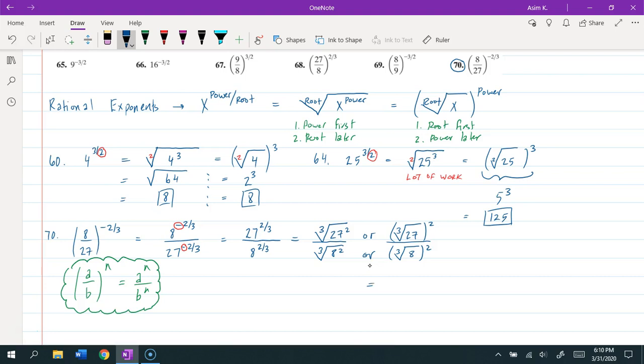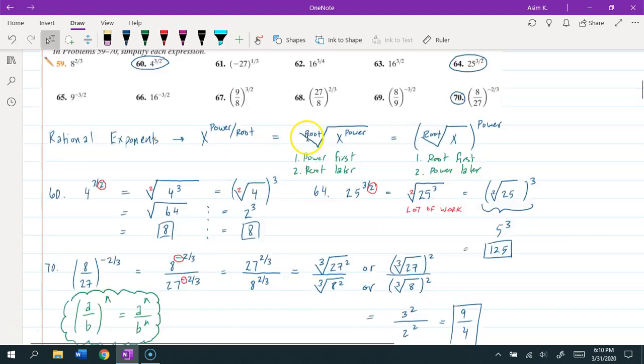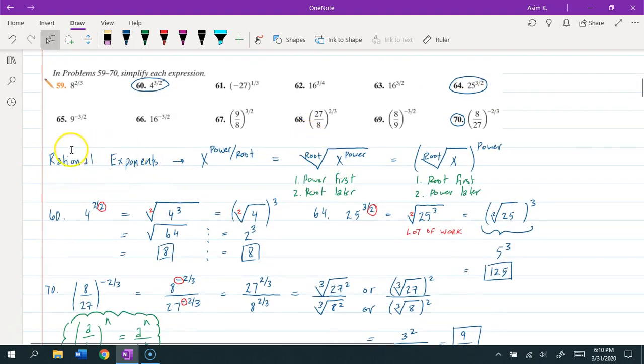You guys will remember that the third root of 27 is simply 3, so you get 3 squared on top. And the third root of 8 is 2, so you get 2 squared on the bottom. What's 3 squared? 3 squared is 9. And what's 2 squared? 2 squared is 4. And so yet again, we are done with this question. All right, so that is the skill called rational exponents.